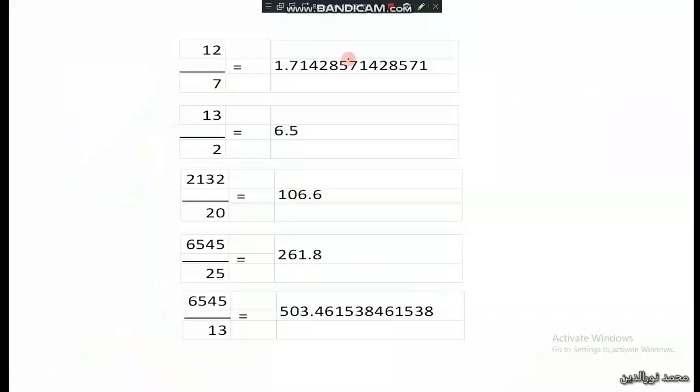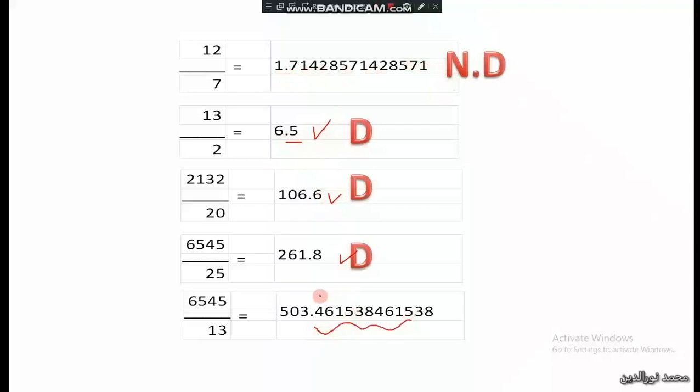So here we have these examples. 12 over 7. If we divide 12 by 7, this number comes out. We notice here the division does not terminate, meaning it's a non-decimal fraction. Here I have only one decimal digit, so it's a decimal fraction. This is a decimal fraction. This is a decimal fraction. Here the quotient is not exact and the division does not terminate. The division process does not end, and the quotient is not exact, so it's a non-decimal fraction.